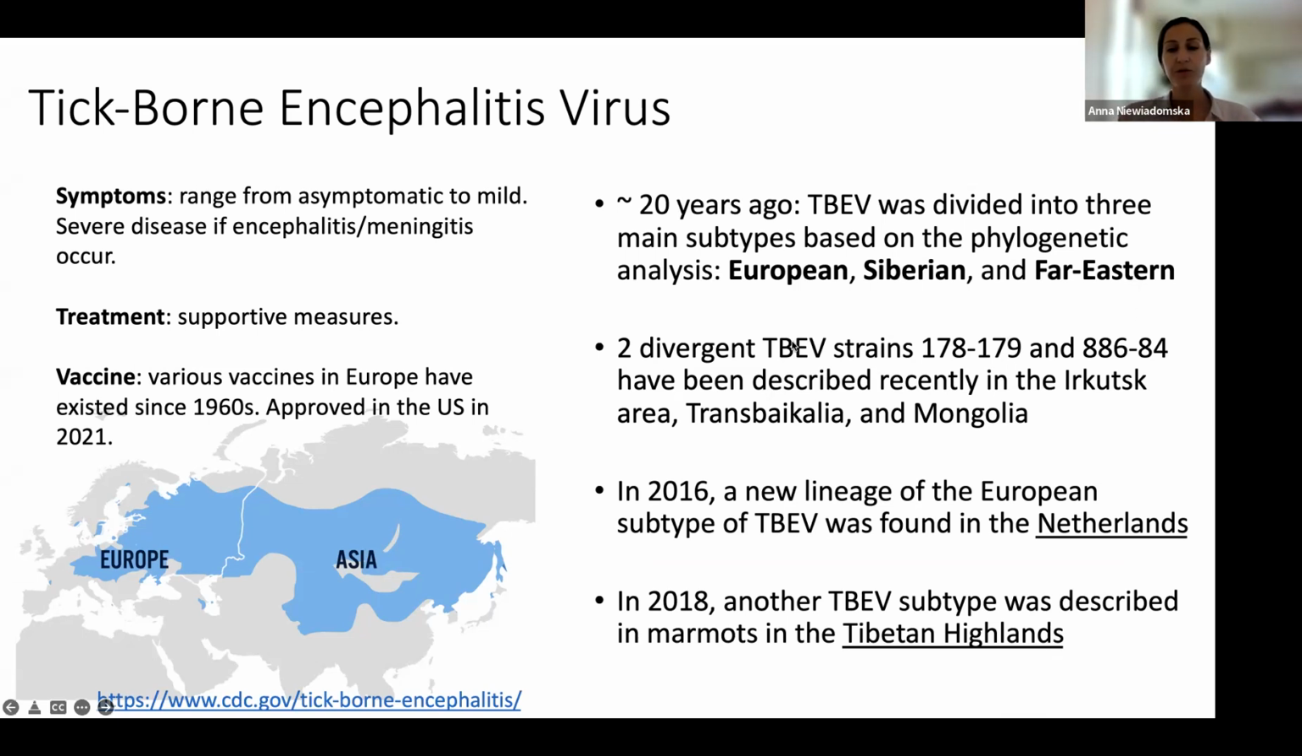For example, there were two divergent tick-borne encephalitis viruses found in the Irkutsk region in 2016. In the Netherlands, a new lineage, or a new European subtype, was found. And in 2018, a very divergent subtype was found in the Tibetan highlands that didn't cluster with any of these three groups on the phylogenetic tree.